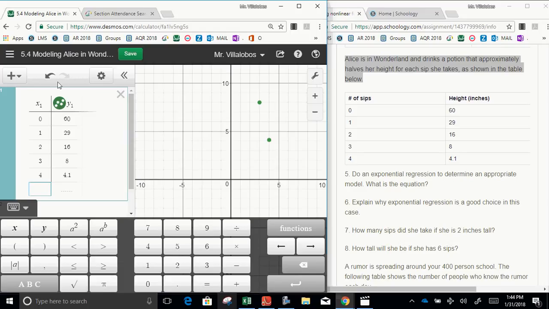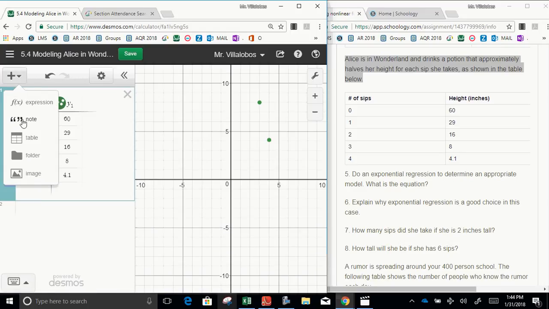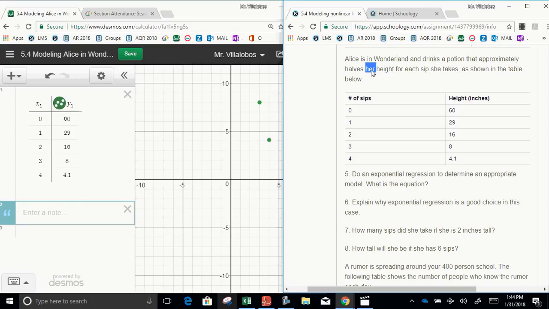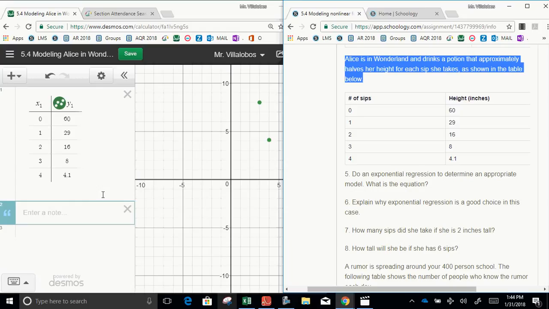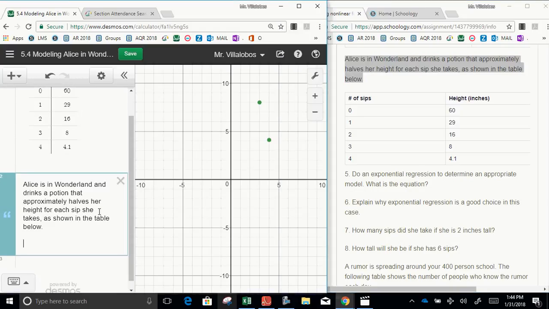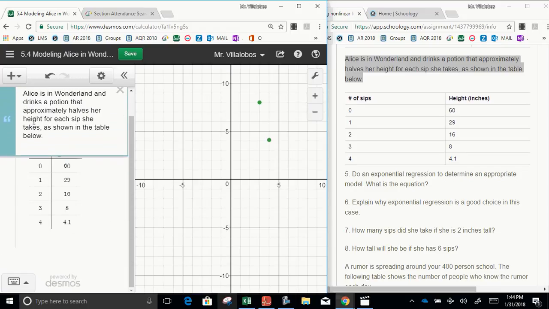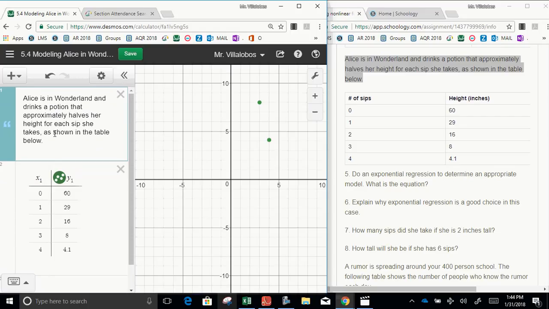So add the note, and this time I'm just going to double click here and Control C that, then Control V it. There it is. So Alice in Wonderland is drinking. Let's put the story above the table. Drinks a potion that approximately halves her height each sip. So that's the hint right there. It halves her height each sip.